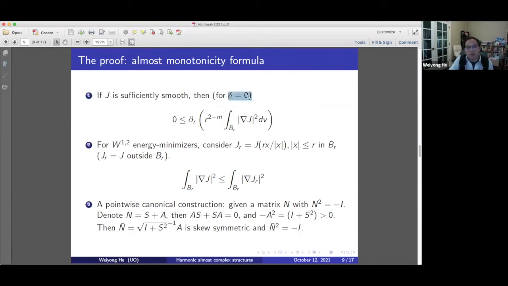Here we chose delta equals 0 for simplicity. But if the metric is not Euclidean, one just needs to modify a little bit. So this follows from the structure equation. But we do not know any smoothness beyond W^{1,2} at the point. So to get regularity, one needs to establish the monotonicity first. One cannot make sense of this quantity, the derivative.